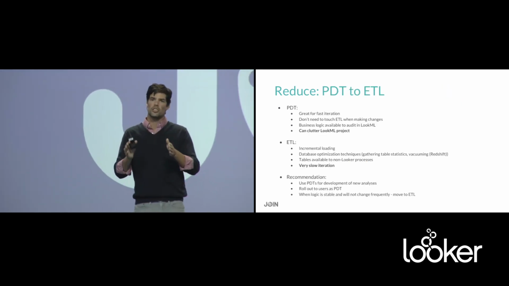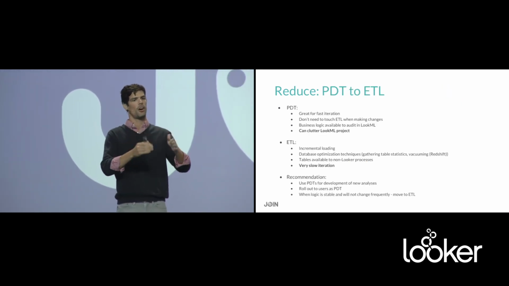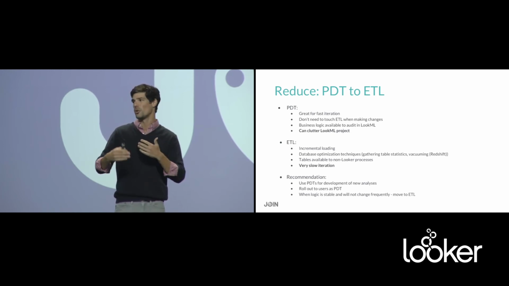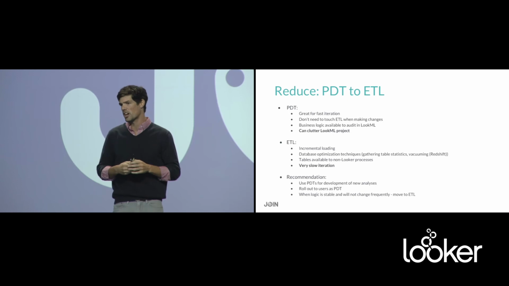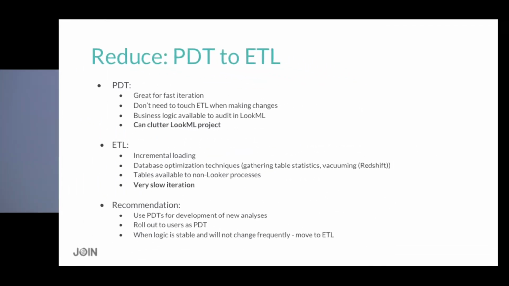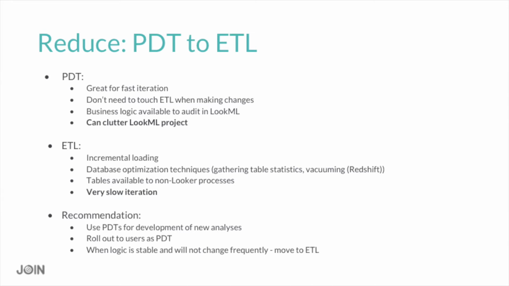It's really nice to use derived tables in LookML for fast iteration, right? You don't have to go anywhere else. You can edit it right there. You can do it in development mode. You're not making any changes to production. It's really great for fast iteration. However, once you've got that set, you've rolled it out to users, it's probably not going to change that often. There's sometimes value there in maybe moving that out to the ETL process. The nice thing about moving it out to the ETL process is that, first of all, you can use things like incremental loading and other database optimization techniques.